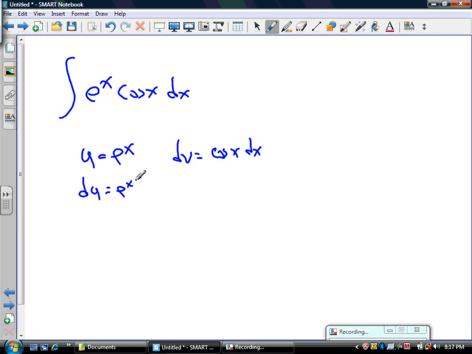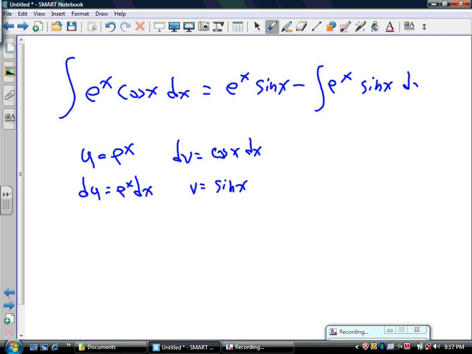E to the x dx. What's v? Sine. I remember the derivative of the cosine is negative sine, but the antiderivative of the cosine is sine. So what do you get? What times what? E to the x times sine x. Good. Minus the integral of who? E to the x sine x dx, right? In other words, u times v, that's this, minus the integral of v du. There it is, the integral of that.